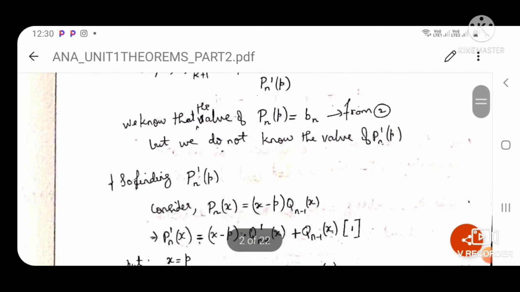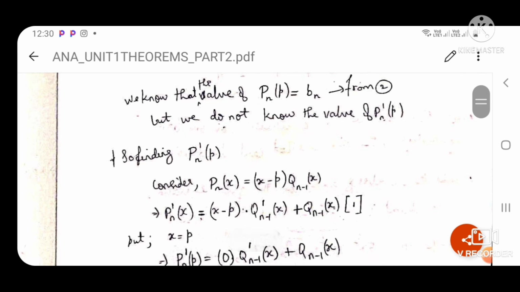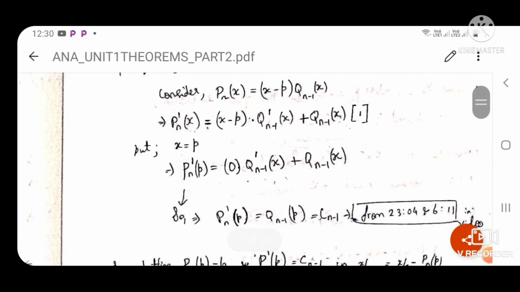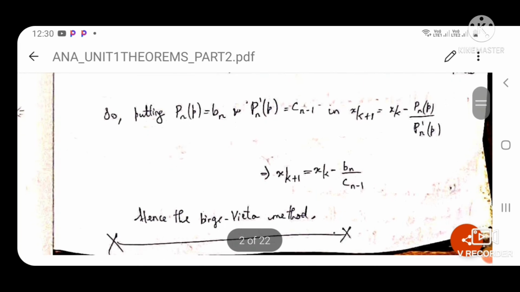And then we know that the value of p equals bn from equation 2, but we do not know the value of p and p dash. So basically what we're doing is trying to find out p and p dash. In order to do that, we're just considering the following polynomial. From that, we differentiate it by the uv method, uv dash plus v dash. Then you put x equals p. Apparently that term would become 0, because if x is substituted with p, you would get that term. So we get this term. That's how we did it.